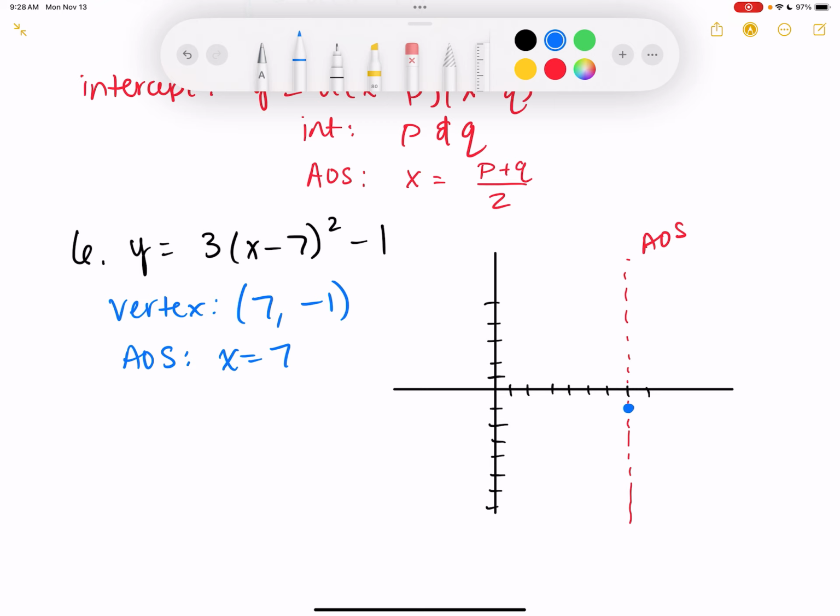So if I plug in 6, then I would get 3 times 6 minus 7 squared minus 1. So that's negative 1 squared, which is just 1, times 3 is 3, minus 1 is 2. So then at 6, I would be up here at 2. That's 1 away in this direction, so 1 away in this direction, I also have a point there. And there's my parabola.